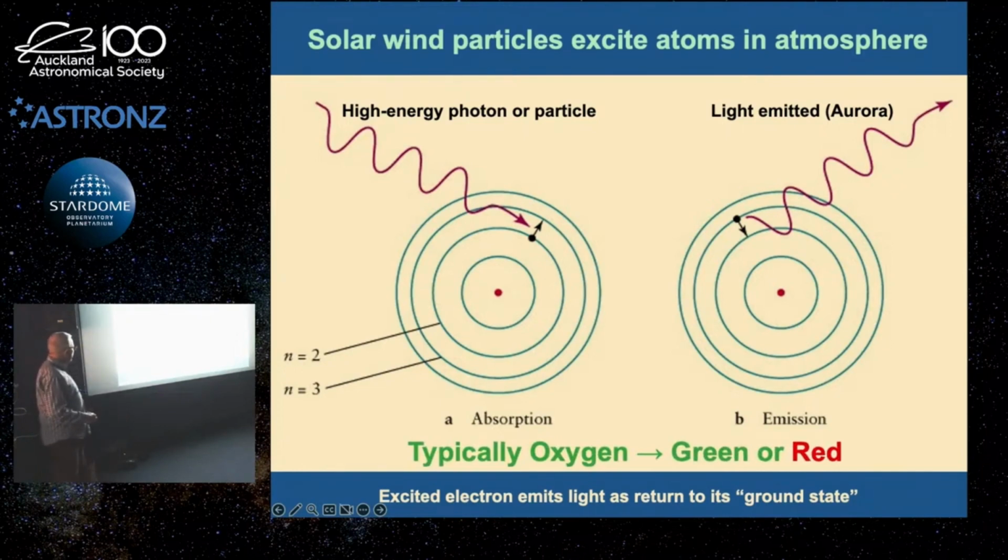Typically in the context of aurora, high in the atmosphere, between 250 up to 800 kilometers up, it's typically oxygen that gets excited by these charged particles and high energy photons, and that typically emits green or sometimes red, depending on the altitude and the particular energy state at which that electron was bumped up from and then coming back to.